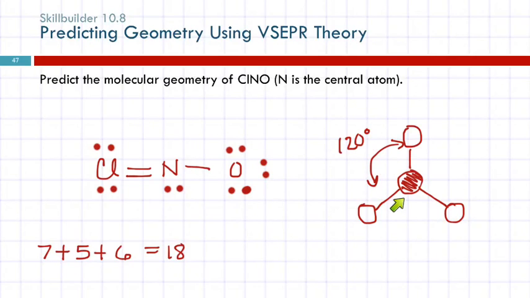Does this picture represent this molecule? No. Because here we have a central atom and 3 atoms bonded to it, and over here there's only 2 atoms. There's a lone pair. So one of these is not an atom, it's a lone pair. So the molecular shape of this is bent. Any questions?